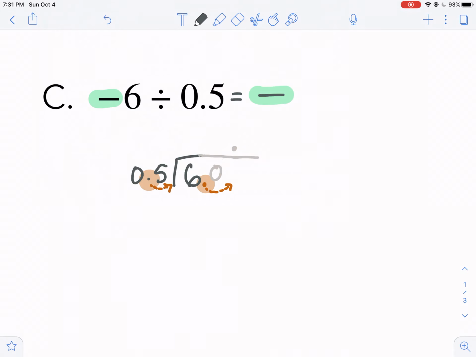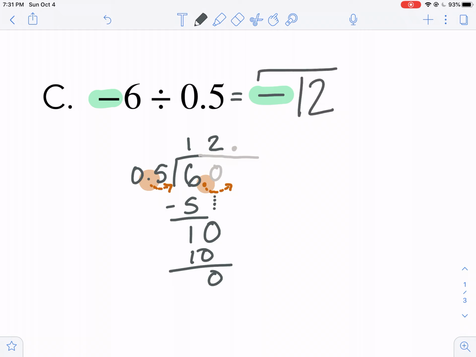Right? So 5 goes into 6 one time. Awesome. Which is 5. Minus that, get a 1, bring your 0 down. And then 5 goes into 10 2 times to be an even 10. No pun intended. And that's it, we're done. So our final answer is negative 12.